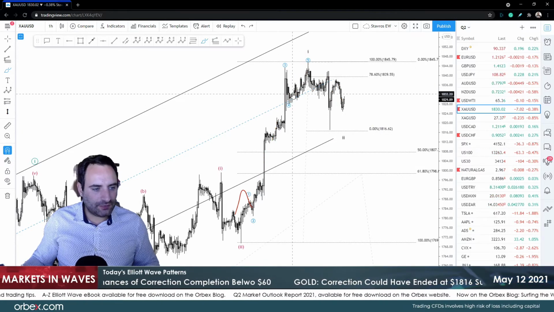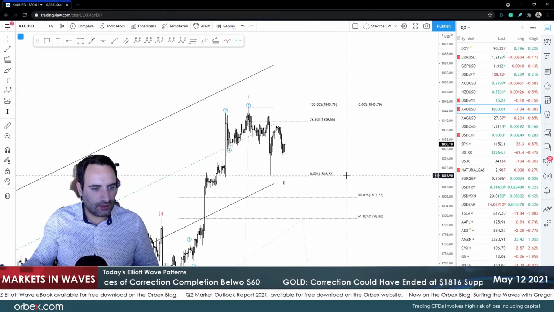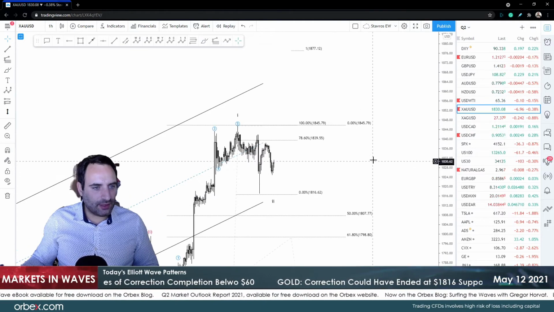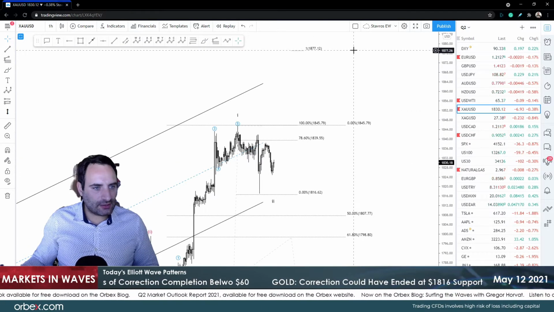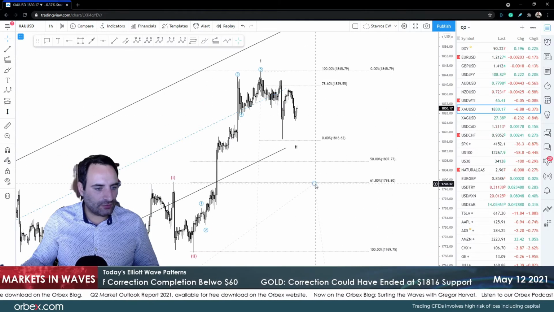Now, if we ended the correction down to the 1816, then we're looking at around the 1877 next, because that would be the 100 Fibonacci extension of wave 1.